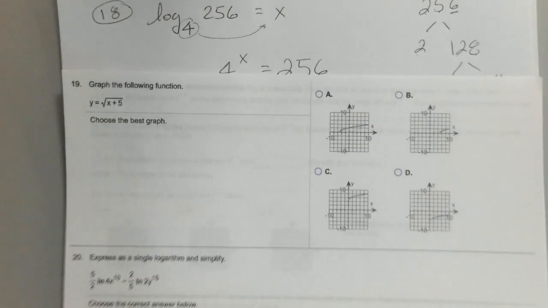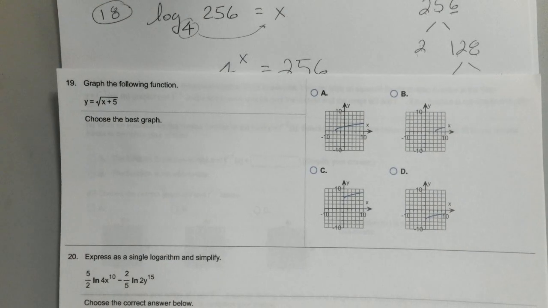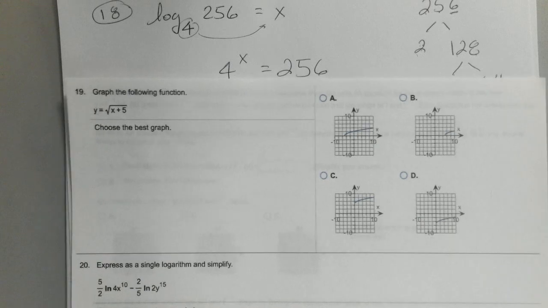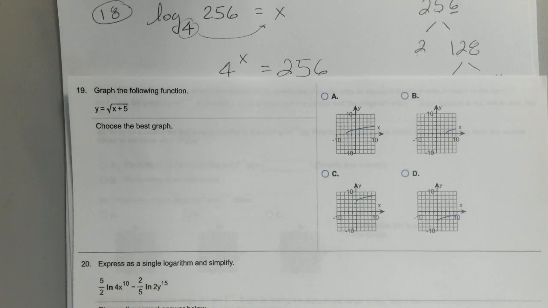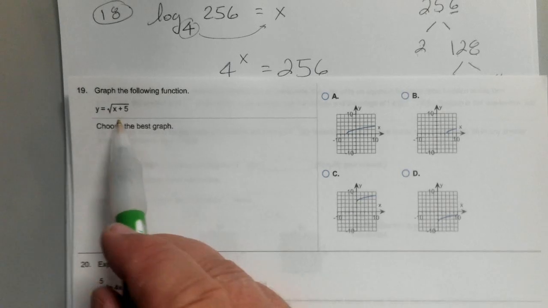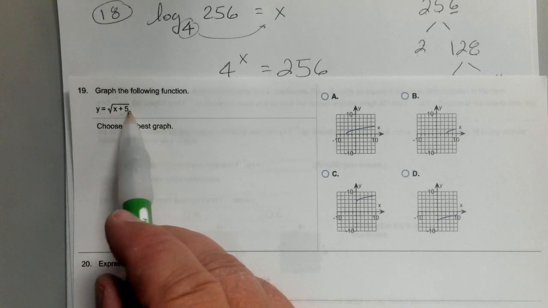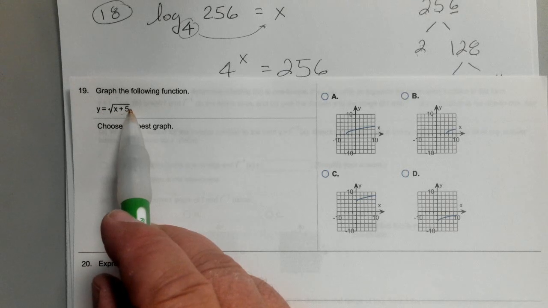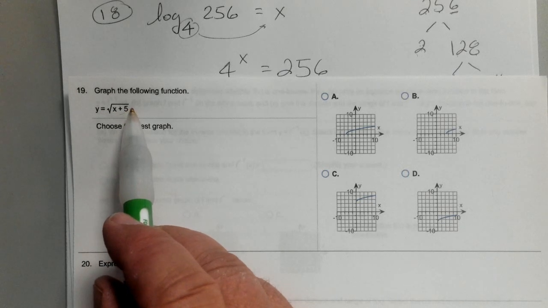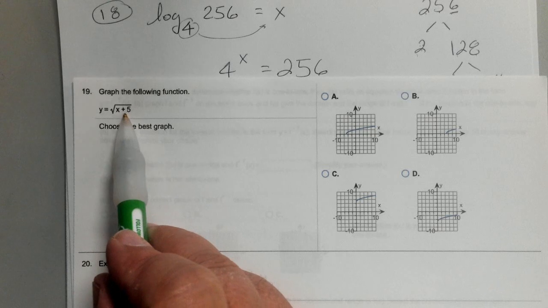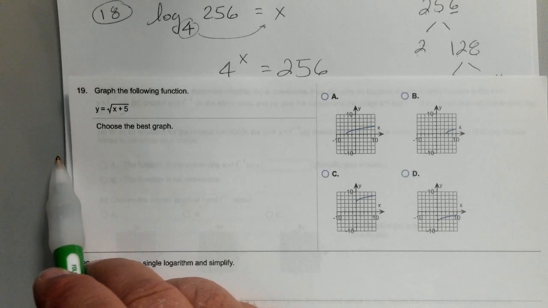Number 19. Graph the following function. All this one's looking for is transformations. We only have a shift inside there. What kind of shift? A horizontal shift. Since it's a plus, that means we go to the left 5 spaces.